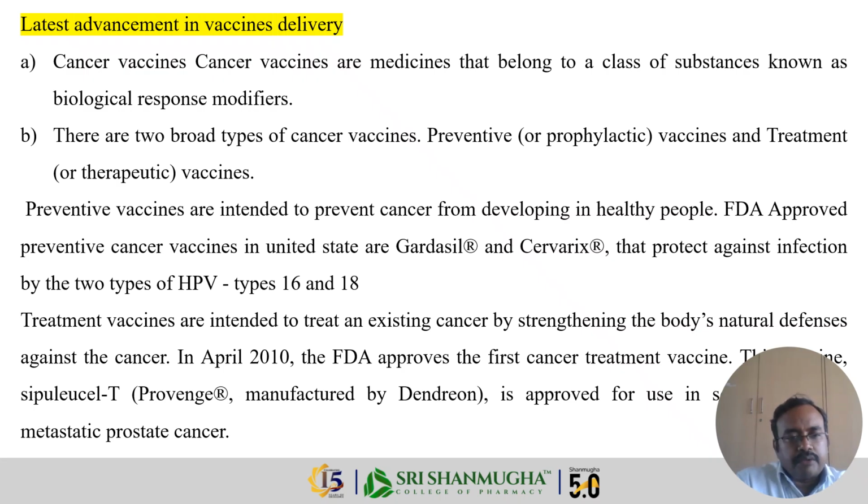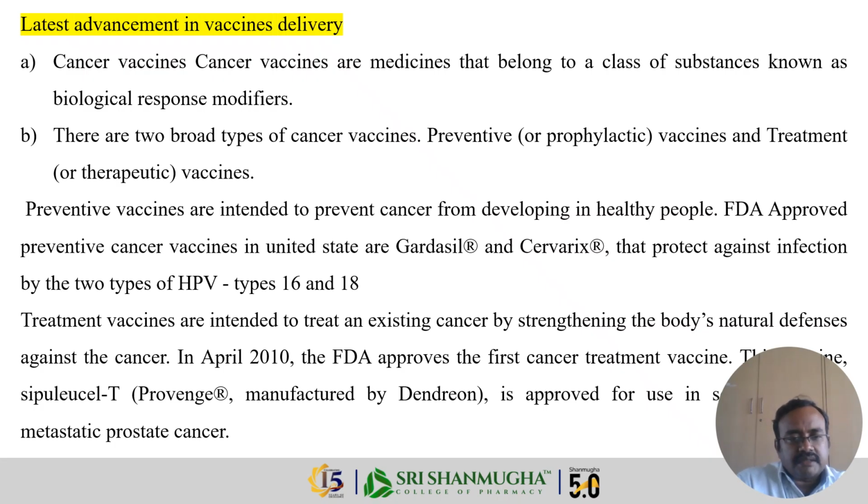The FDA-approved preventive cancer vaccines in the United States are Gardasil and Cervarix. These are the two vaccines approved by the FDA that protect against infections by two types of HPV, type 16 and 18.